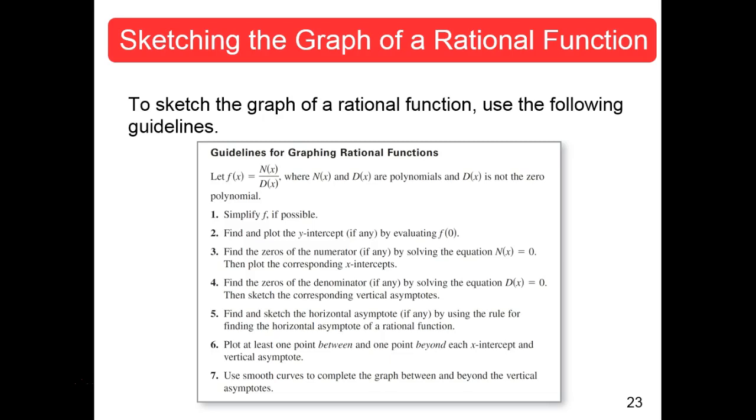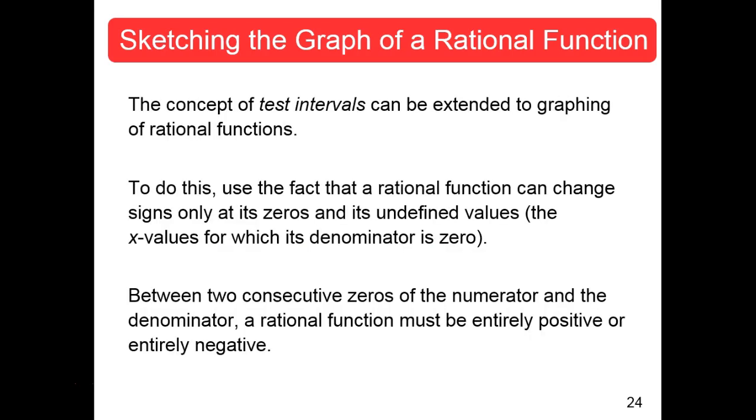Plot all that. If you have some points already known, enough to say, then you can plot the graph right then. If you don't, then find at least one point between some of your other points. Outside your asymptotes, between your asymptotes, wherever, and plot those points. After a while, you'll see where everything goes. Use smooth curves to complete the graph. No points, no cusps, just smooth curves.